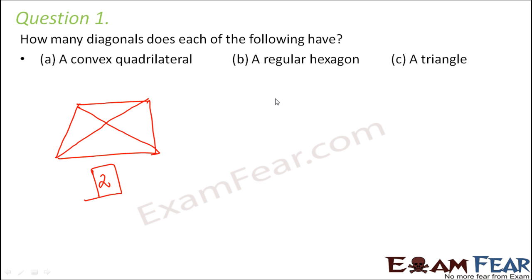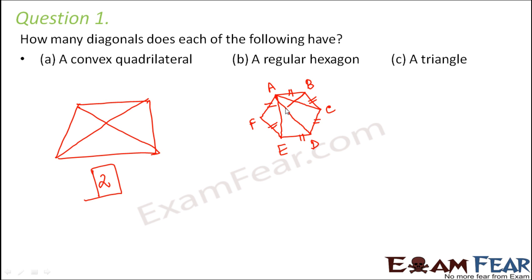Now when you talk about a regular hexagon, a regular hexagon is one with 6 sides. And regular means the sides are equal and the angles are also equal. So in this case, how many diagonals can we draw? We can actually draw many diagonals. Let's call this A, B, C, D, E, F. Now from point A, let us try to join all the non-consecutive vertices because they are the diagonals. So from A, we could draw 3 diagonals.